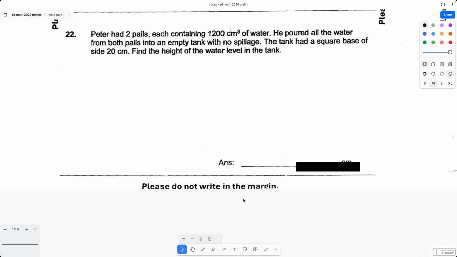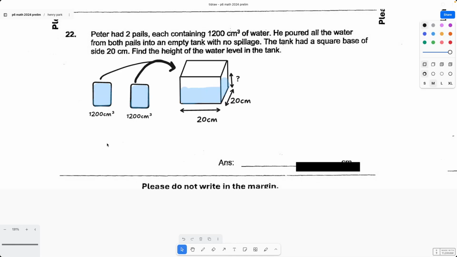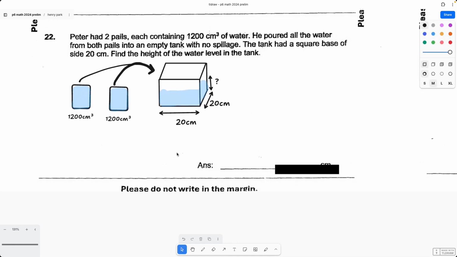Question 22. Peter had two pails, each containing 1,200 centimeter cube of water. He poured all the water from both pails into an empty tank with no spillage. The tank had a square base of side 20 centimeters. Find the height of the water level in the tank. So let me visualize it for you. Okay, so it looks something like this. All right, so two pails of 1,200 centimeter cube, and then 20 centimeter of a square base.